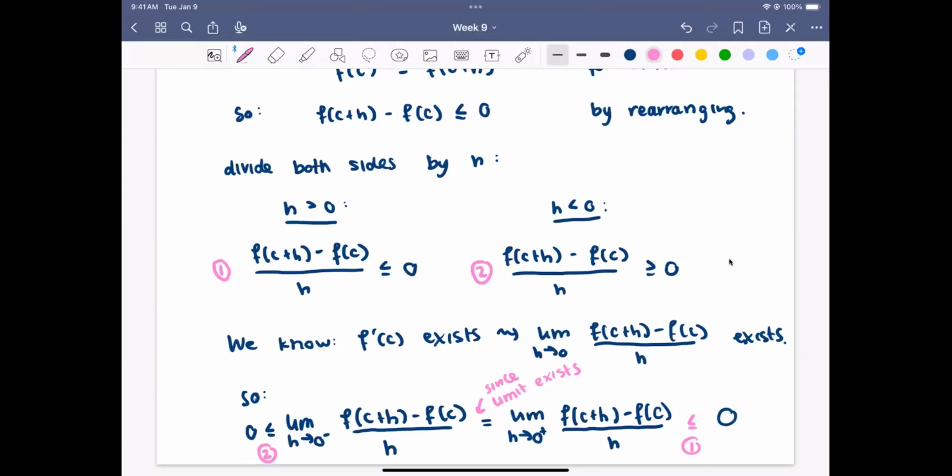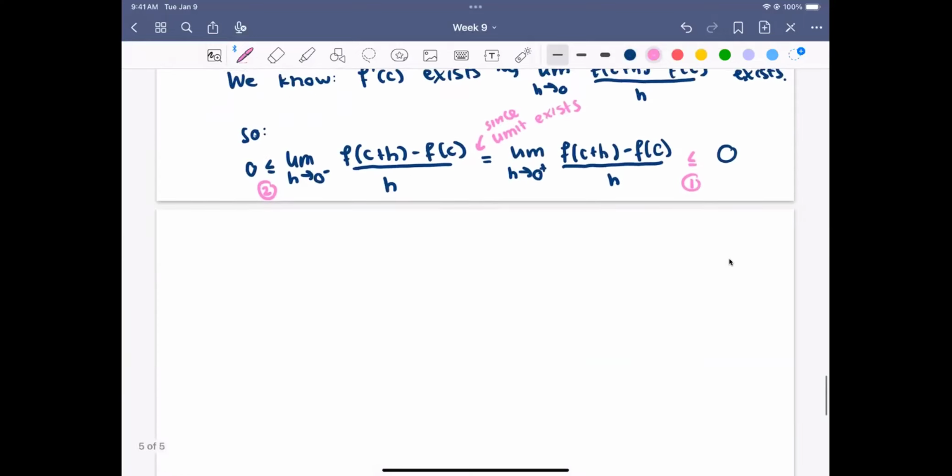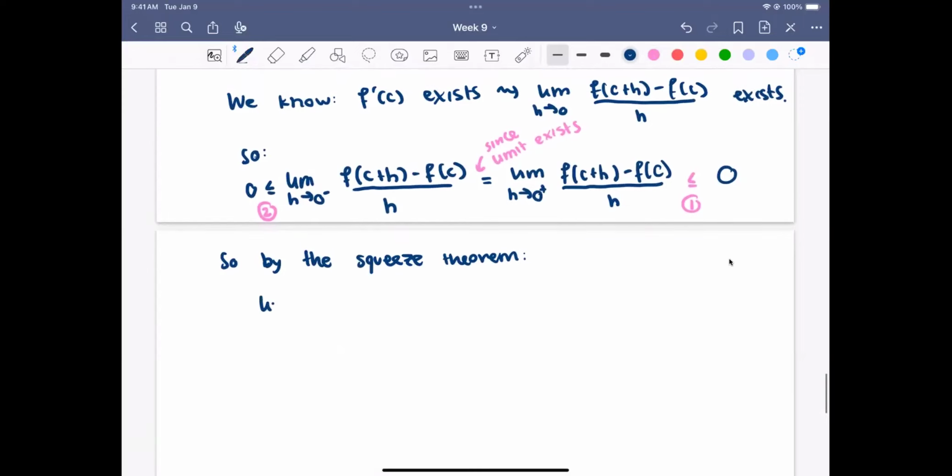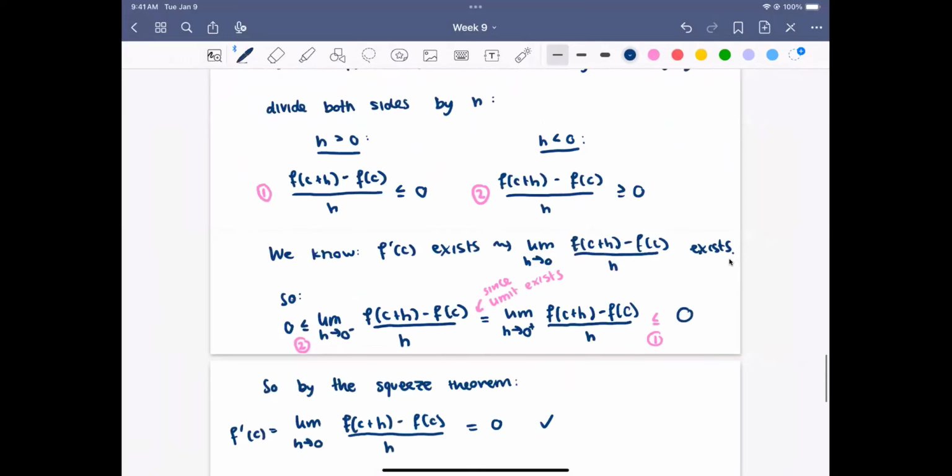So by the squeeze theorem, we get that the limit as h approaches 0 of f of c plus h minus f of c divided by h, which is equal to the derivative at c, is equal to 0. And so that proves the theorem. Okay, are there questions about this?